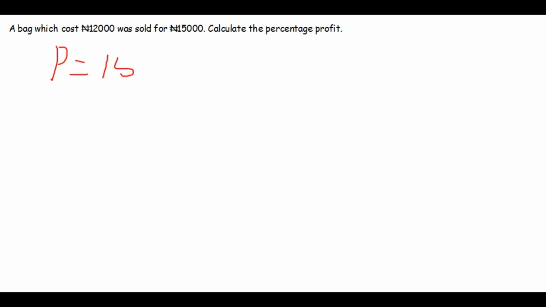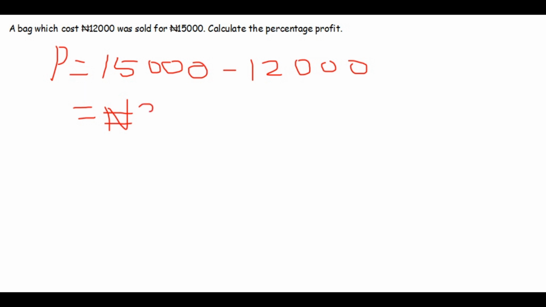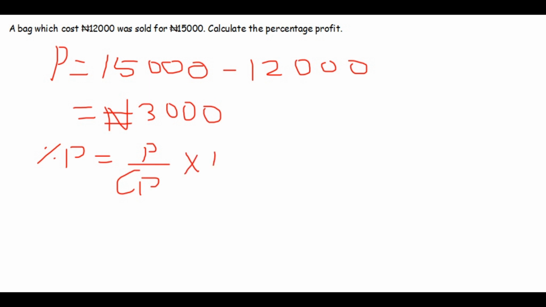15,000 minus 12,000. So therefore the profit is 3,000. Now to calculate the percentage profit, we use this formula. The percentage profit is equal to the profits over the cost price times 100%.